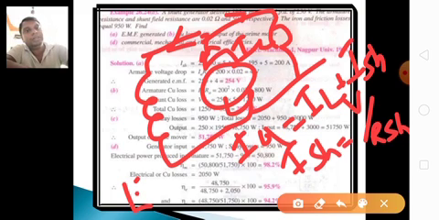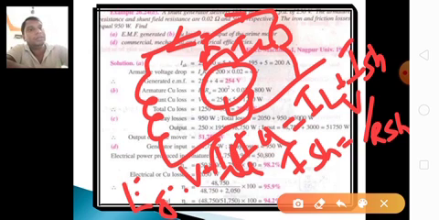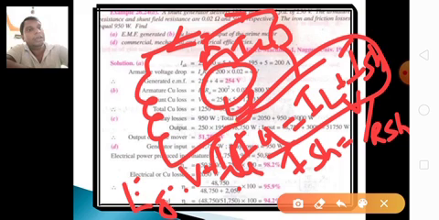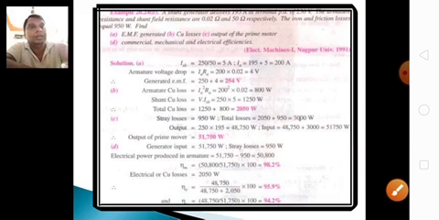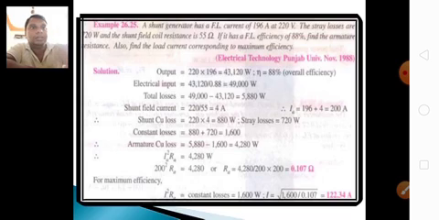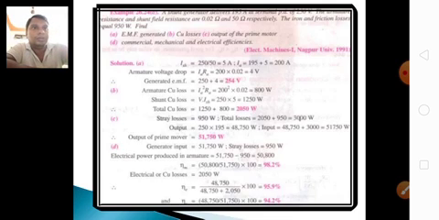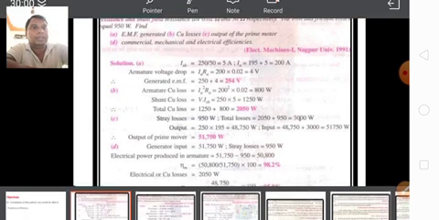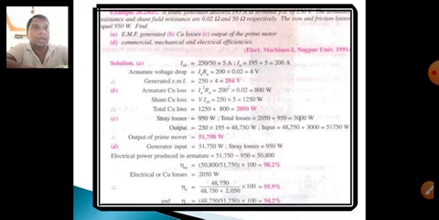What is the formula for the generated EMF? Eg is equal to V plus Ia Ra. V is the terminal voltage, which is given. We have to find the value of Ia from this equation, and Ra is given. See here, first ISH equals V by RSH. V is the terminal voltage, 250 volts, and RSH is the shunt field resistance, 50 ohms. So ISH equals V by RSH, which means 5 amps. What is the total current? Ia equals IL plus ISH, that is 195 plus 5, equal to 200 amps.